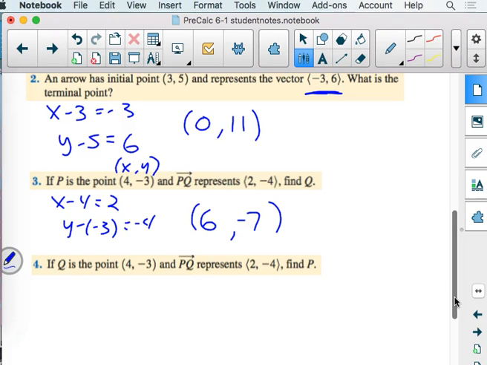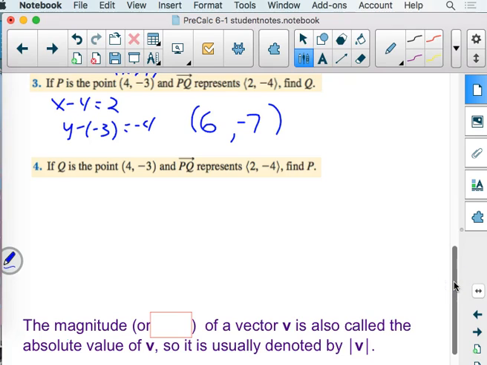And work backwards for this one. It says if Q is the point (4, -3), and vector PQ represents the component form (2, -4), find P. So is the (4, -3) initial or terminal? Oh, so this time we're going to do this. 4 minus x had to come out to 2, and negative 3 minus y had to come out to negative 4. Or you could think backwards.